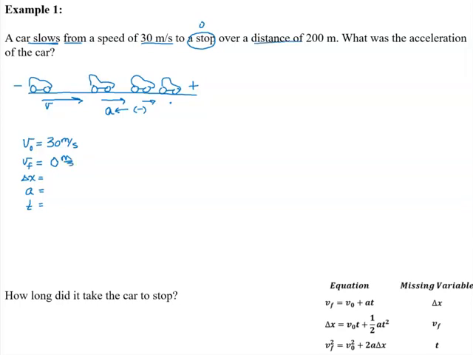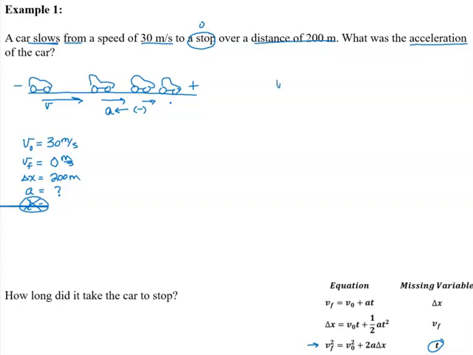It says over a distance of 200 meters. Well, that's my displacement in this problem. Then we want to know what was the acceleration of the car. So this is what we're looking for. That means time is my who cares variable. Time is the variable that the problem doesn't even mention, and so I have to choose the equation that does not include time. So looking at my list of equations, the one that does not include time is this one. That's the equation I need to solve this problem.